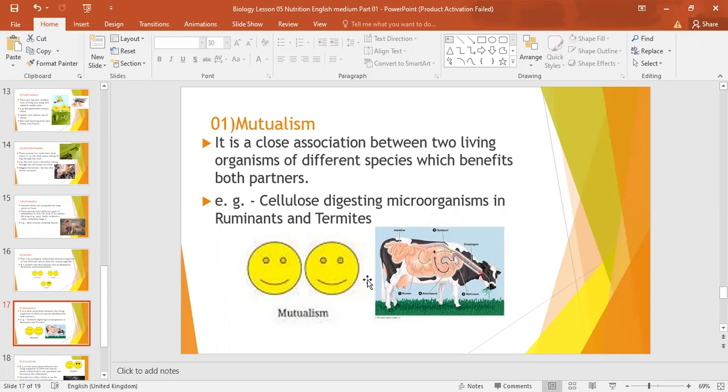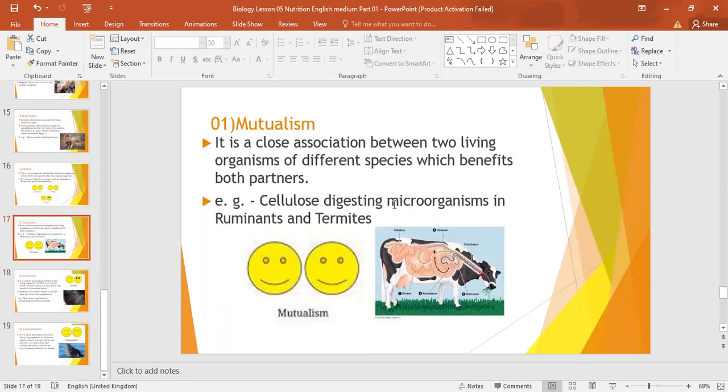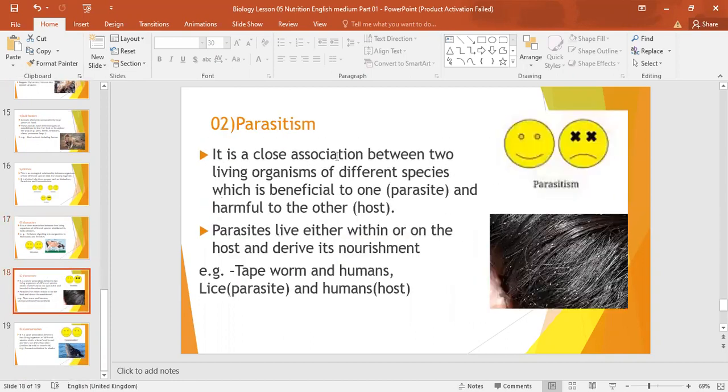So, what is the benefit for microorganisms? Cellulose digesting microorganisms feed on cows. They get nourishment from the cow, but it is not harmful. This is a very friendly relationship. Both are benefited, therefore they both are smiling. The second symbiotic relationship, totally different from mutualism, is parasitism.